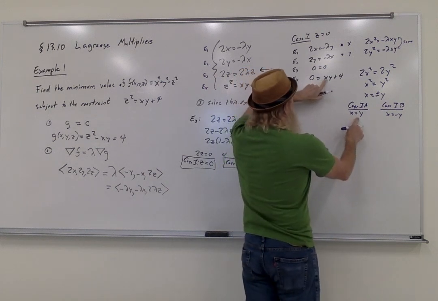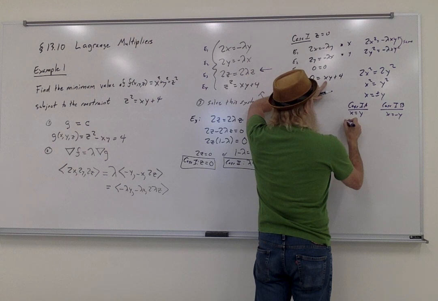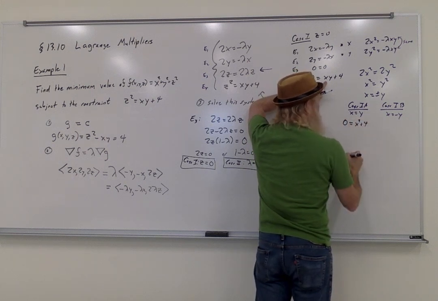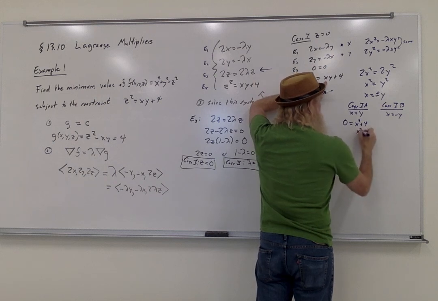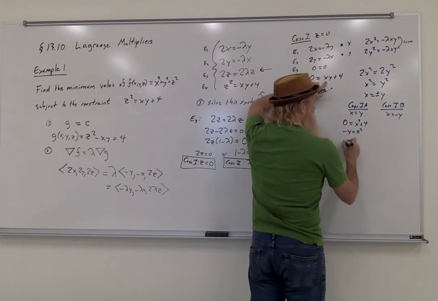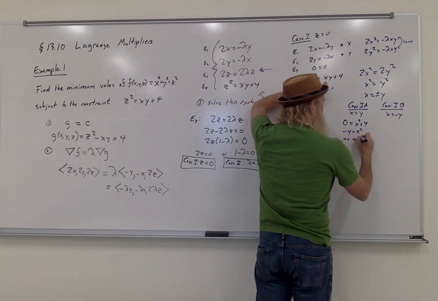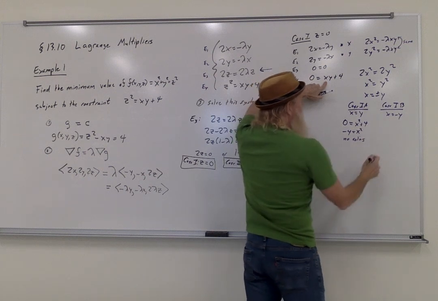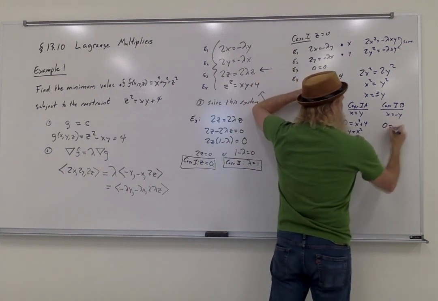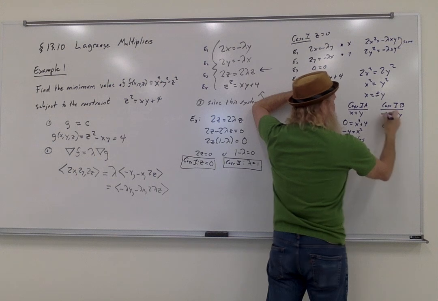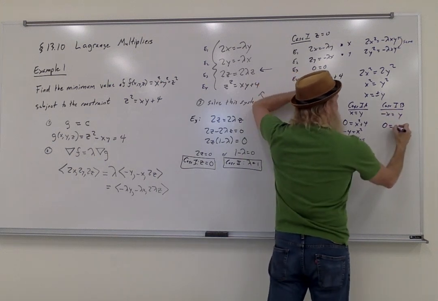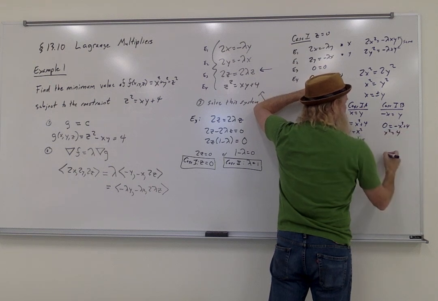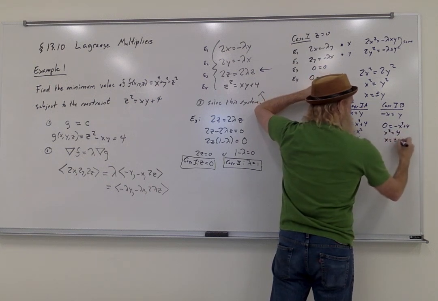If x and y are the same, and I plug into equation 4, I get 0 equals x squared plus 4. So it means that x squared is negative 4, and there are no real solutions to that. That was a dead end. On the other hand, if x is the opposite of y, then I'll move the minus sign to the other side, y equals negative x. 0 equals negative x squared plus 4. So x squared equals 4, and x equals plus or minus 2.